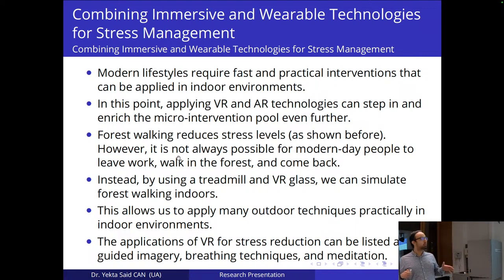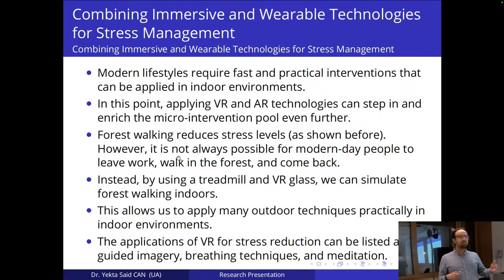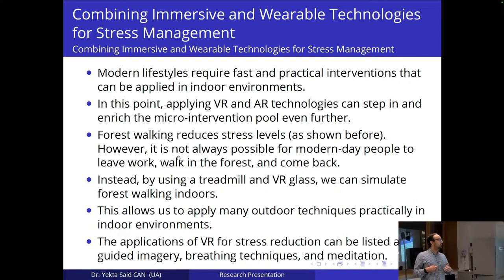For example, I showed you that forest walking reduces stress levels. But it is not always possible for modern day people to leave work, walk in the forest and come back. So instead, by using a treadmill and VR glasses, we can simulate forest walking indoors. This allows us to apply many outdoor techniques practically in indoor environments, such as guided imagery, breathing techniques, or meditation.